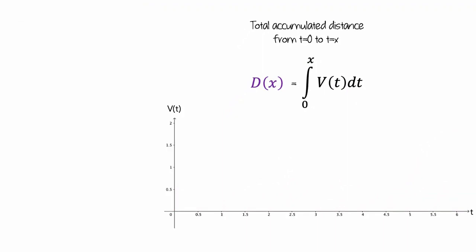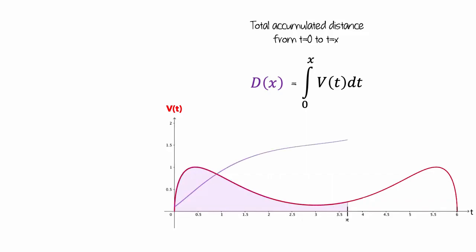Now, we can think about what the function d of x looks like. Here is a graph of v of t in red, and we'll graph d of x in purple as both the accumulating area and as a curve. In this graph, we can see that we are accumulating distance quickly at first, and then slowly, and then quickly again at the end. The y value of the purple curve, at each value of x, is the amount of distance that we've accumulated between time 0 and time x. And this is also the area between the t-axis and the red curve, between 0 and x.